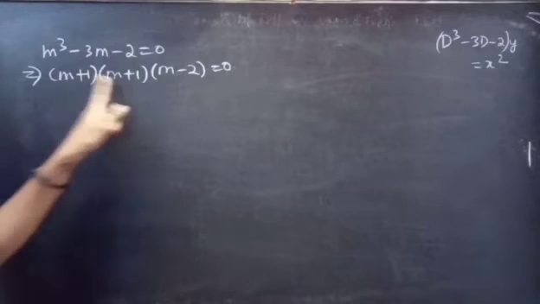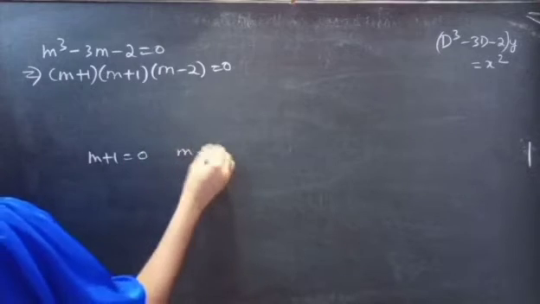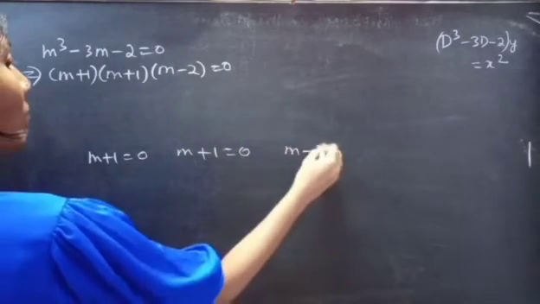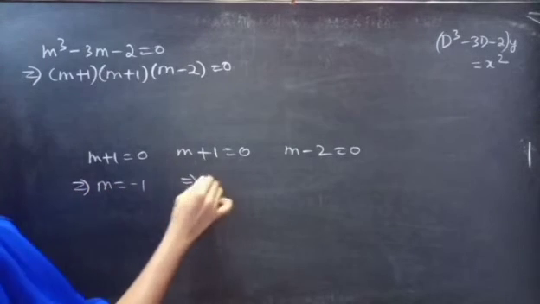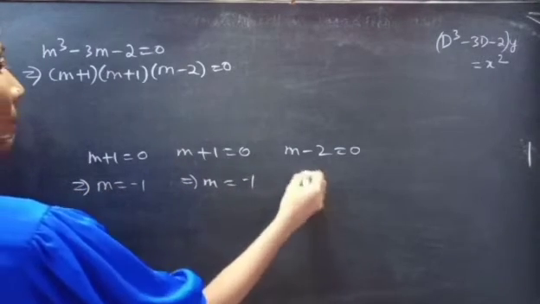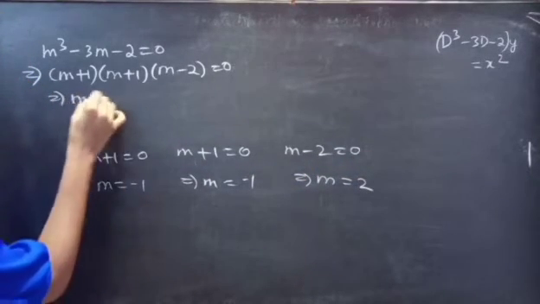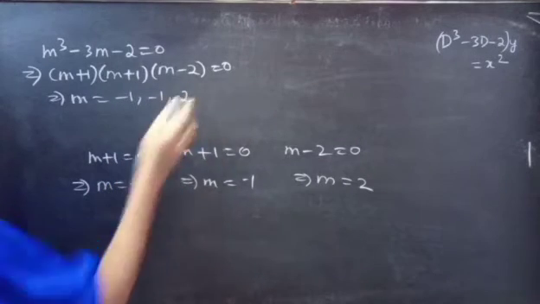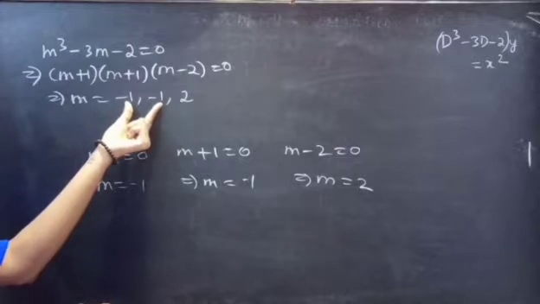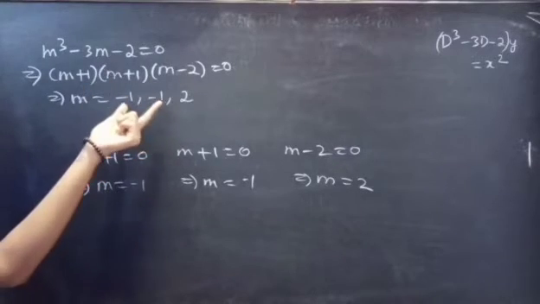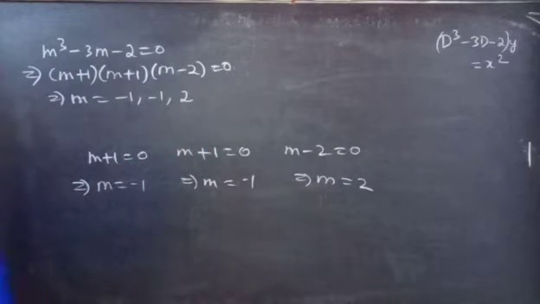Right. Now equate each factor to 0. m plus 1 equals to 0, m plus 1 equals to 0, m minus 2 equals to 0. From m plus 1 equals to 0, I'll get m equals to minus 1. And from m minus 2 equals to 0, we'll get m equals to 2. m equals to minus 1, 2 are the roots of our auxiliary equation. Here minus 1 is repeating twice, so we can call the first two roots as equal roots and 2 as distinct root.